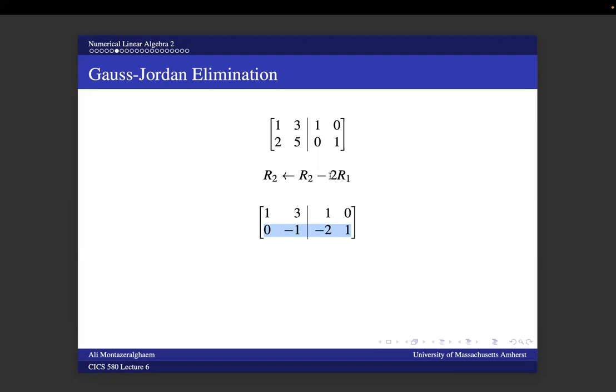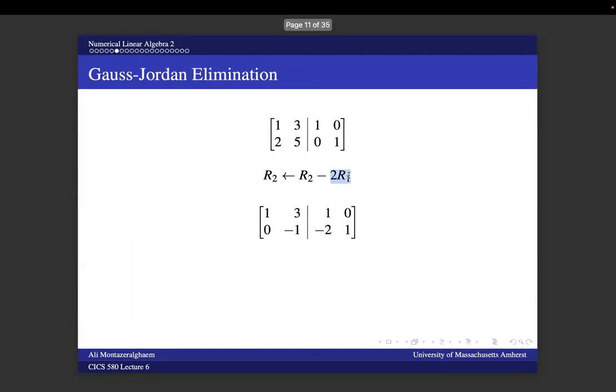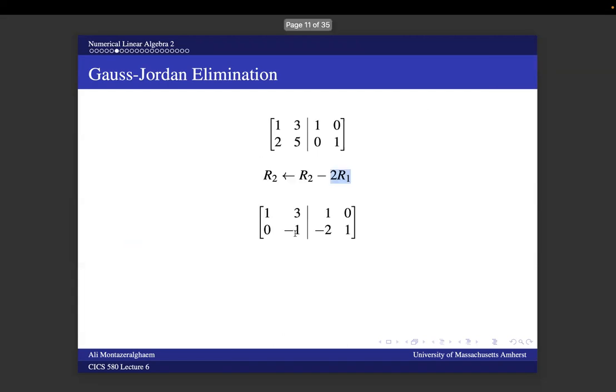As you can see, we scale a row, as I mentioned here, by a non-zero constant, and then we add a scaled row, R2 plus minus 2R1, and then we replace the original row with the result, right?